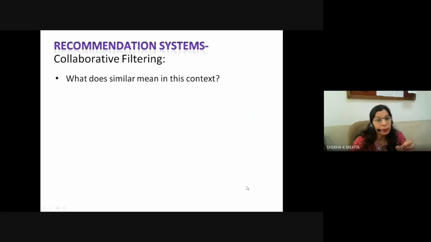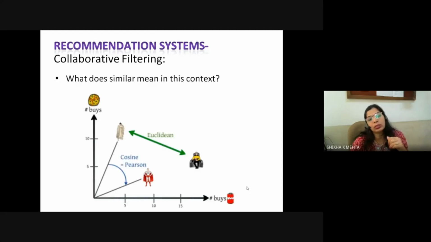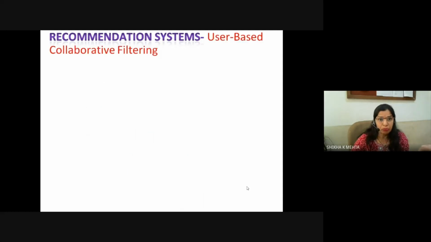Then I said that the important part is, what does similar mean in this particular context? The similarity we compute using various methods, like we can compute the Euclidean distance, or the cosine similarity, or the Pearson correlation. These are the mathematical functions which are used for computing the similarity in recommendation systems.